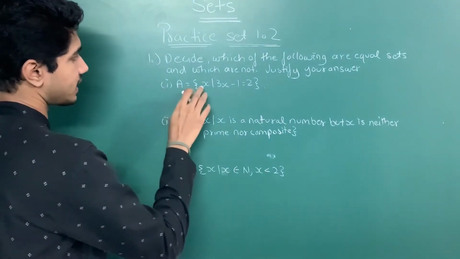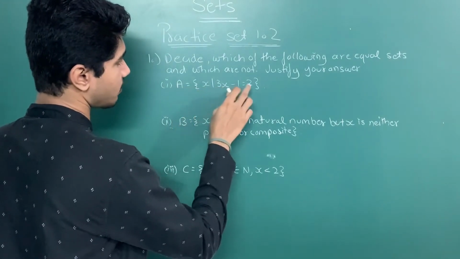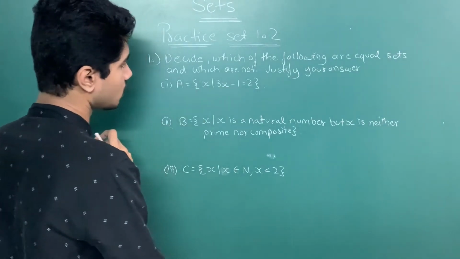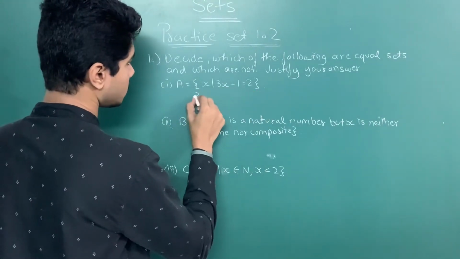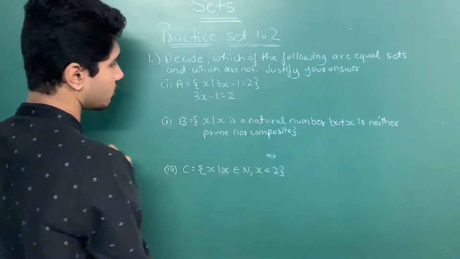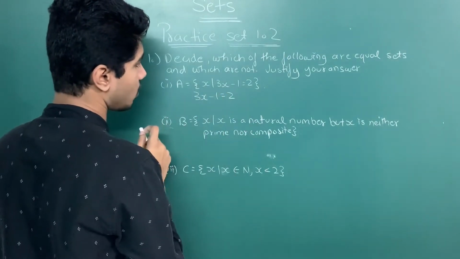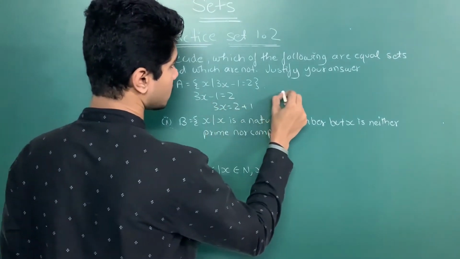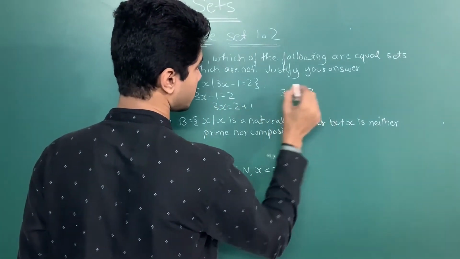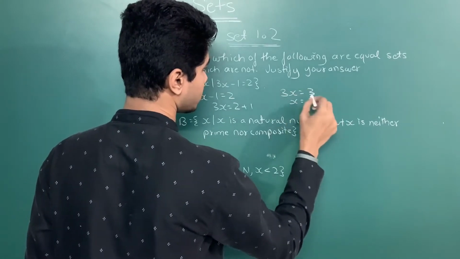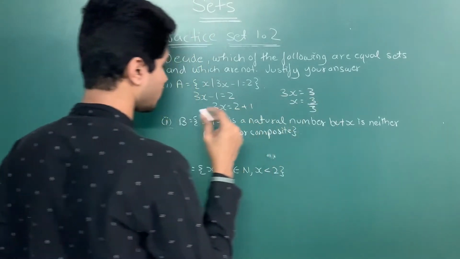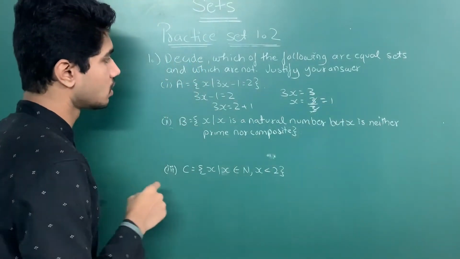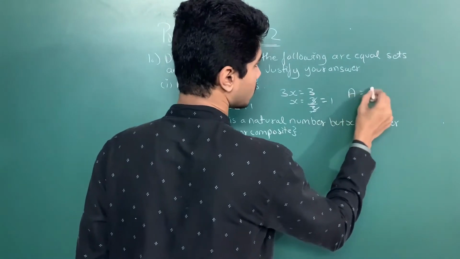So A is a set of x such that 3x minus 1 is equal to 2. Now we have the condition 3x minus 1 is equal to 2, and we'll solve this. We'll take minus 1 to the right hand side. We get 3x is equal to 2 plus 1, which is nothing but 3x is equal to 3. x is equal to 3 divided by 3: 3 is multiplication, so when it is shifted to the right hand side it will be divided. 3 gets cancelled and you get 1. So the element of A is 1.